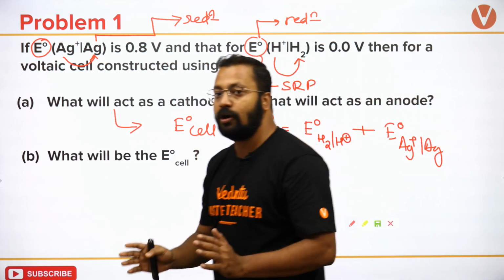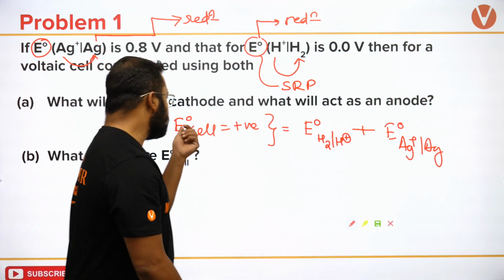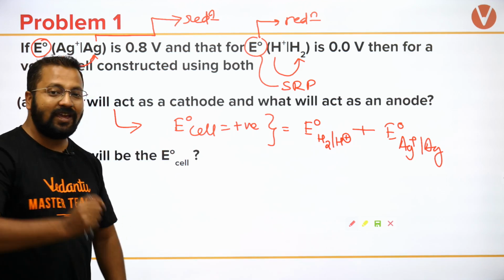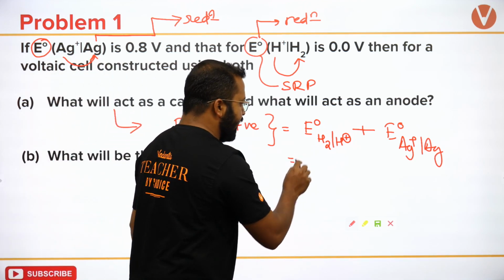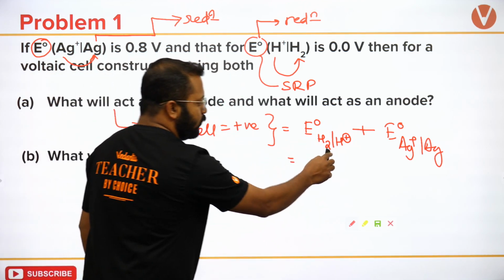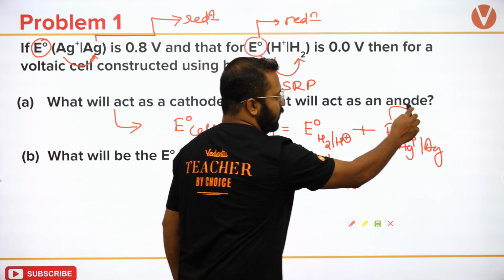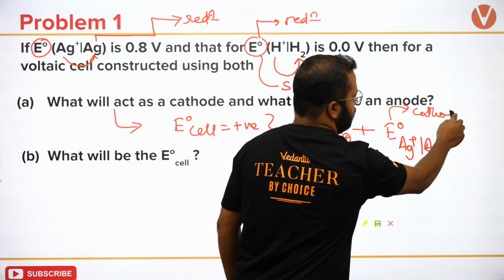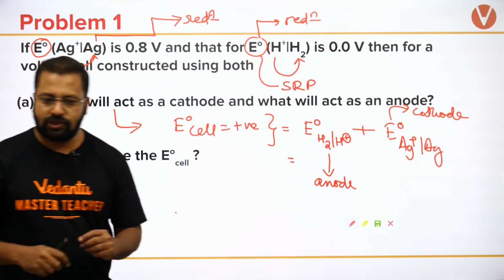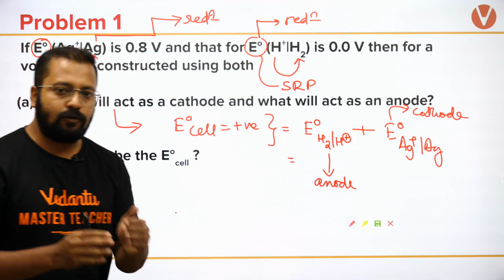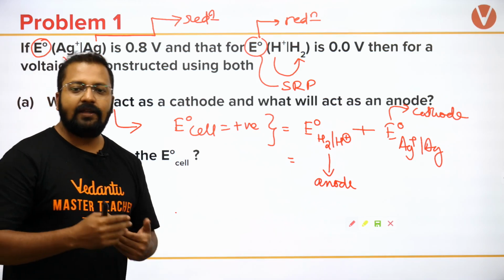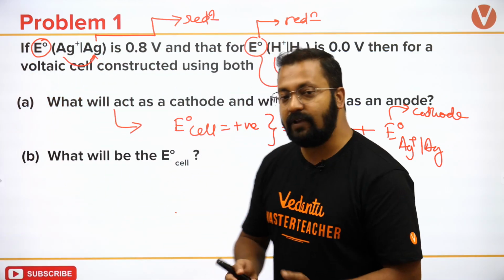Minus is not favored. E cell should always be positive. So in that scenario, this one should become anode and this one should become cathode. So the hydrogen electrode will turn out to be the anode and silver will become the cathode.